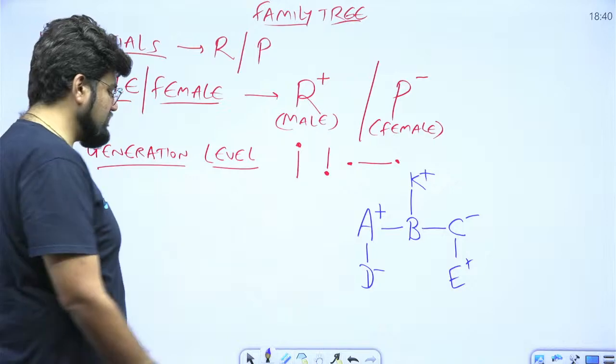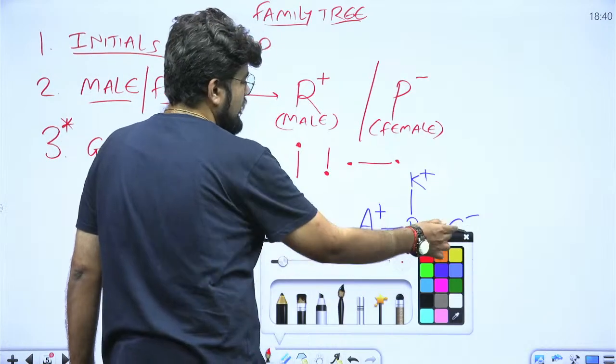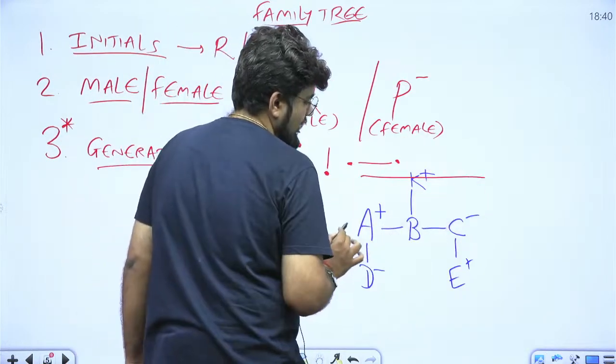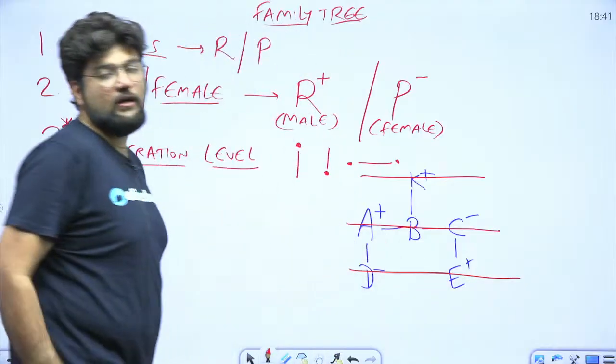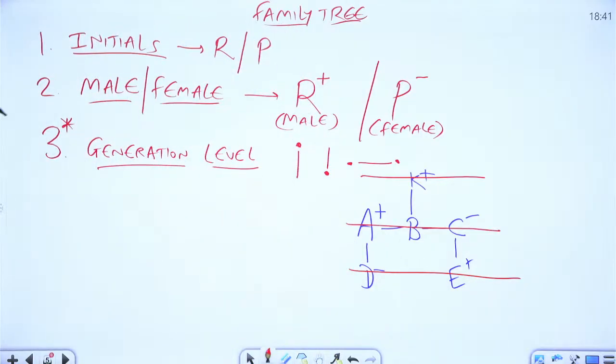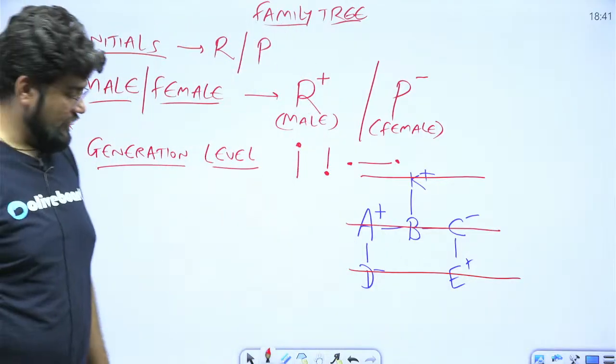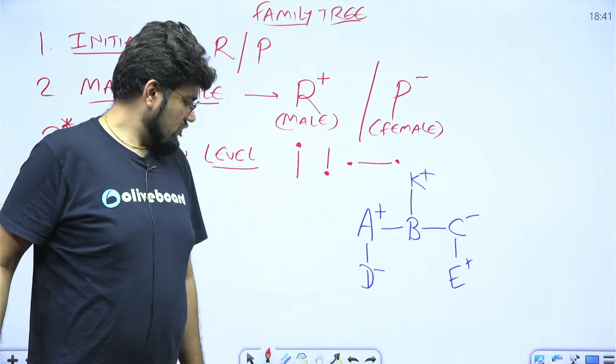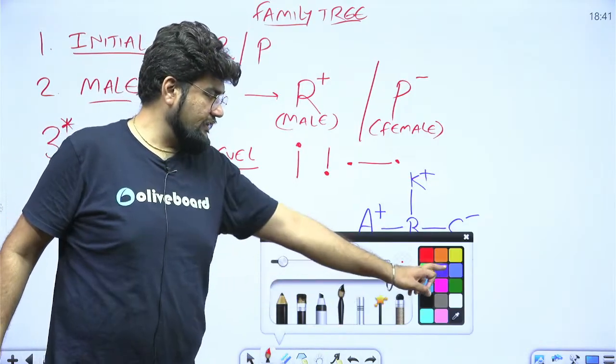Cool. How many generations are here? You will simply look at the number of horizontal lines. So line 1, line 2, line 3. So we are talking about 3 different generations here. There are 3 generations in this question so far. Okay. But the question doesn't end here.